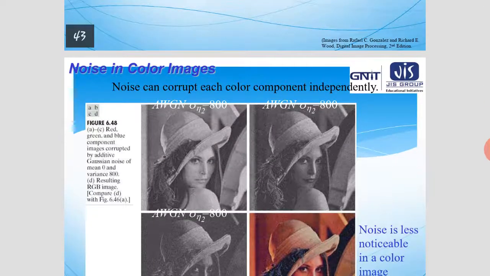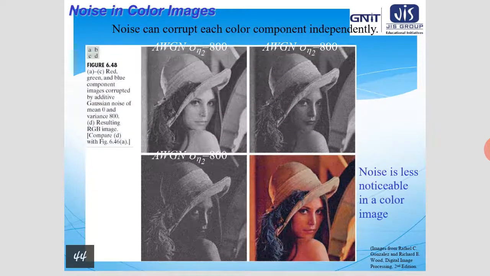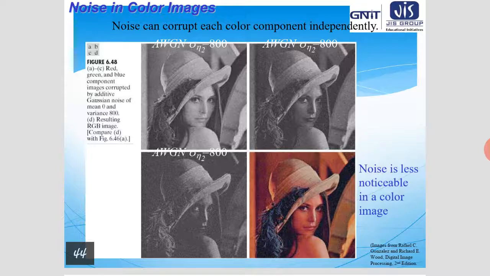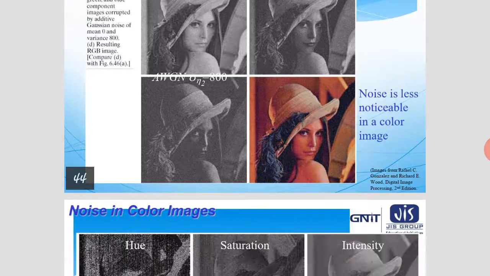Now if we see the noise in color images, we can see that noise can corrupt each color component independently. The first example shows the red, green and blue component images corrupted by additive Gaussian noise of mean 0 and variance 800. The fourth one is the resulting RGB image, where the noise is less noticeable. If we consider each red, green and blue component, the noise is much clearer, but when combined, the noise is less noticeable in a color image.